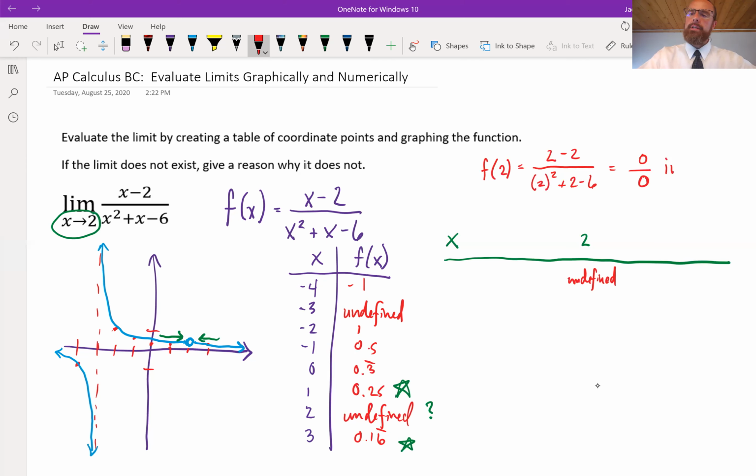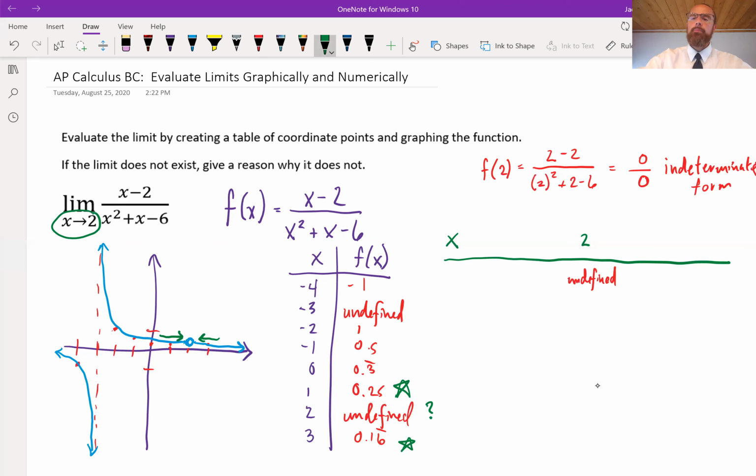This is what we call an indeterminate form. So direct substitution's good, but sometimes it yields this indeterminate form, and we have to have another strategy in order to calculate or evaluate the limit.